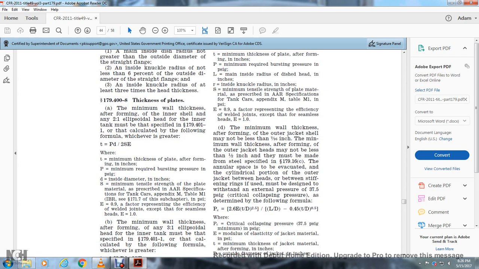The minimum wall thickness after forming of the inner shell of the 2-to-1 ellipsoid head with the inner tank must be as specified in 179-401. It is calculated with the following formula, whichever is greater. T equals PD over 2SE.